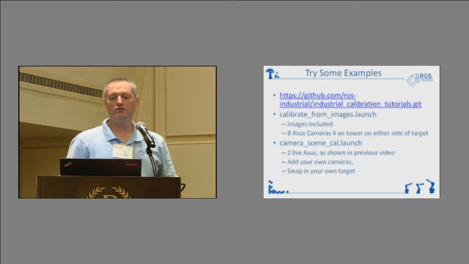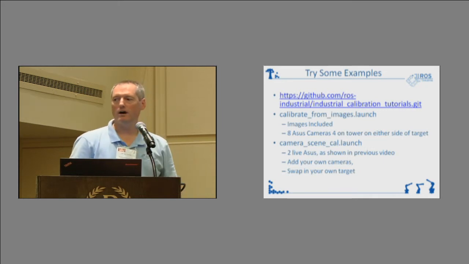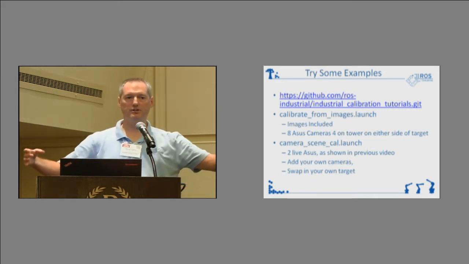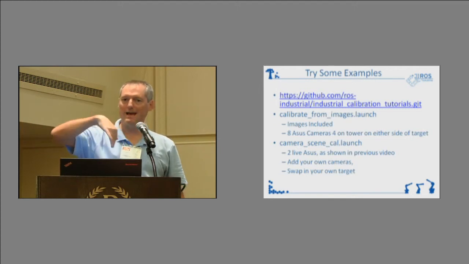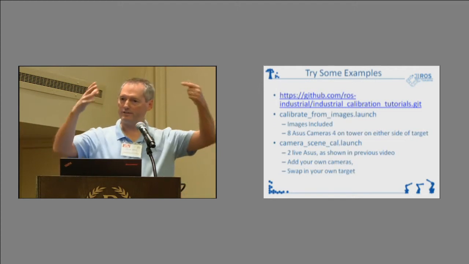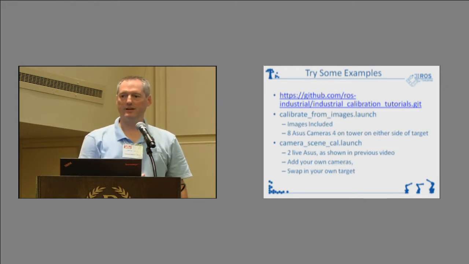There's another tutorial online that's complete, where all the images are already collected, and you can see that. It's called Calibrate from Launch, and this includes 8 cameras, 4 on each side. They're on 2 different towers. There's 4 on this side, 4 on that side, and the idea was that an object was going to be passed in between them. We were going to collect 3D data, and then it was going to pass into a paint booth to paint the objects.